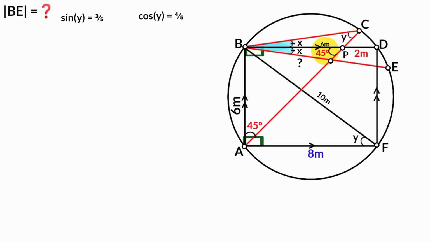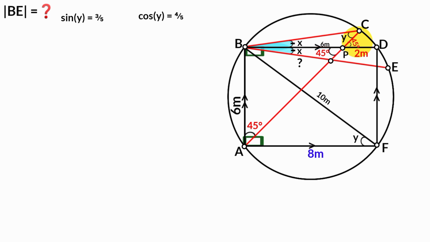Now look at this angle and this angle. They are both formed by two intersecting straight lines, line AC and line BD. That means they are vertically opposite angles. Vertically opposite angles are equal. That is, the two angles are equal. So since this is 45 degrees, this must also be 45 degrees.